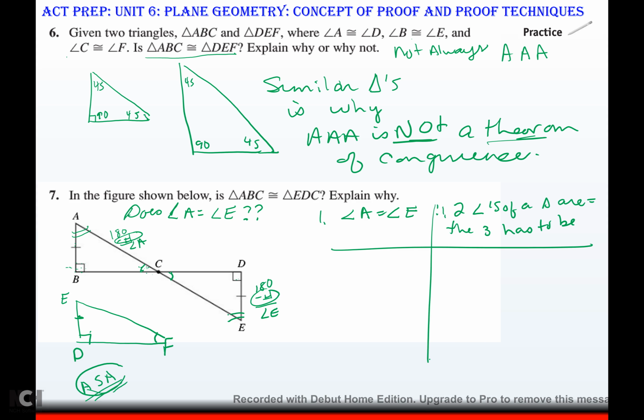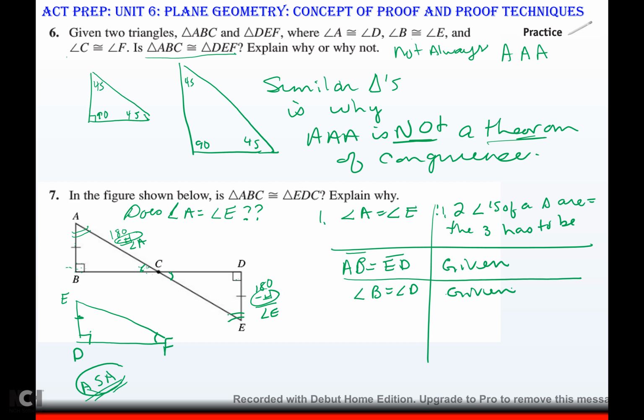Alright, so now that I know angle A equals angle E, and I know that, I should have started earlier, I know that AB is equal to ED. I had to do it in the right order. Okay, that was given. I also know that angle B is equal to angle D. That was also given.